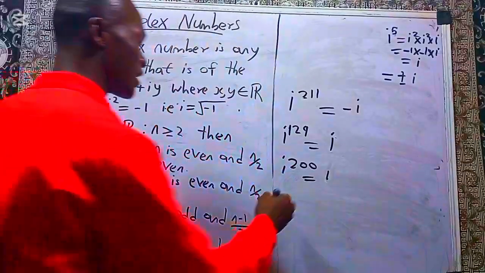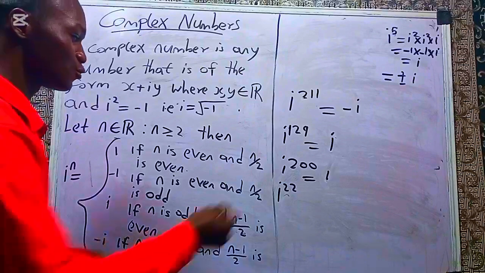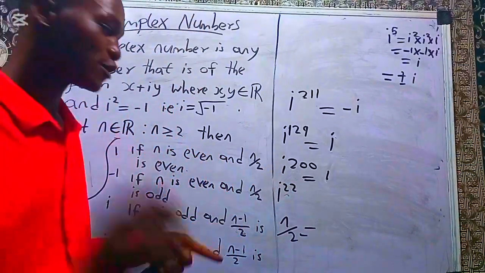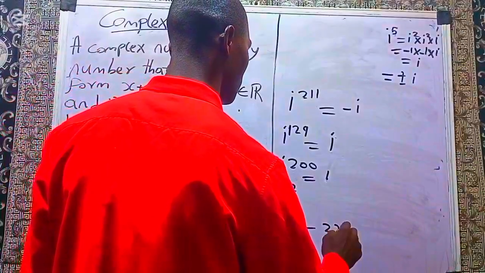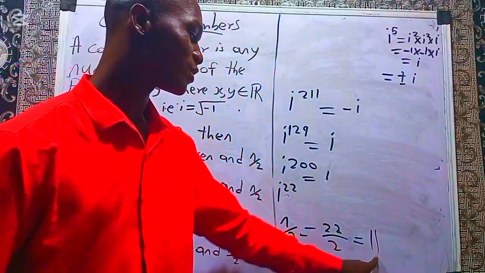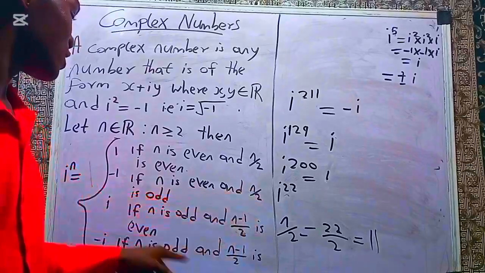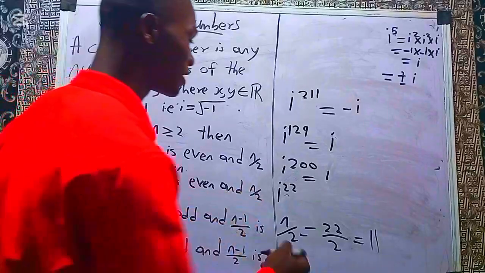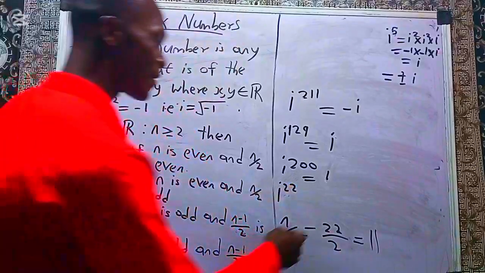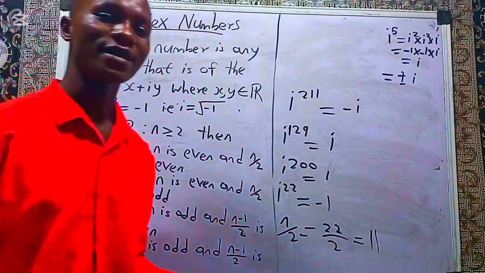So quickly, can we do another one? i raised to the power 22. What will be i raised to the power 22? Okay, 22 is even, right? Simply do n divided by 2. Since 22 is even, it is divisible by 2. So that is 22 divided by 2, which is 11. 11 is an odd number. It ends with 1, which is an odd number. So they told us that if n is even and n divided by 2 is odd, then your answer will be minus 1. So our n is even, that's 22, n divided by 2 is odd, so our answer is minus 1. With this, I hope you can get any powers of i.